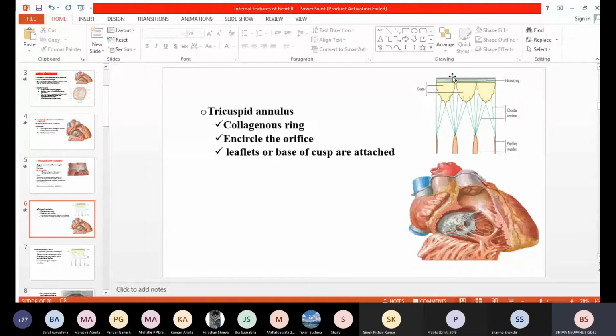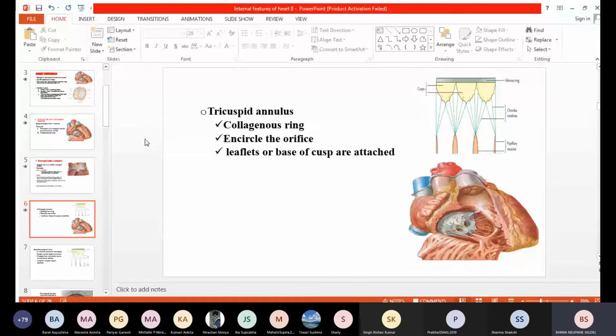And the lamina fibrosa of the cusp, the fibrous tissue, is continuous with the collagenous tissue of the same annulus. So this collagen fiber, the lamina fibrosa, will be continuous with the collagen fibers present on the fibrous ring or the tricuspid annulus. That is about the tricuspid annulus or the fibrous ring of the tricuspid valve complex. We will study these again, a little bit, in the fibroskeleton of the heart.